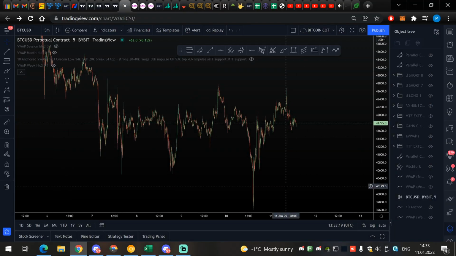Hello guys, so in the previous video I was showing you how I'm plotting the levels, and in this video I'm going to show you how I'm actually putting it together for trade ideas, the alchemy of trading, so we get nice high probability trades.